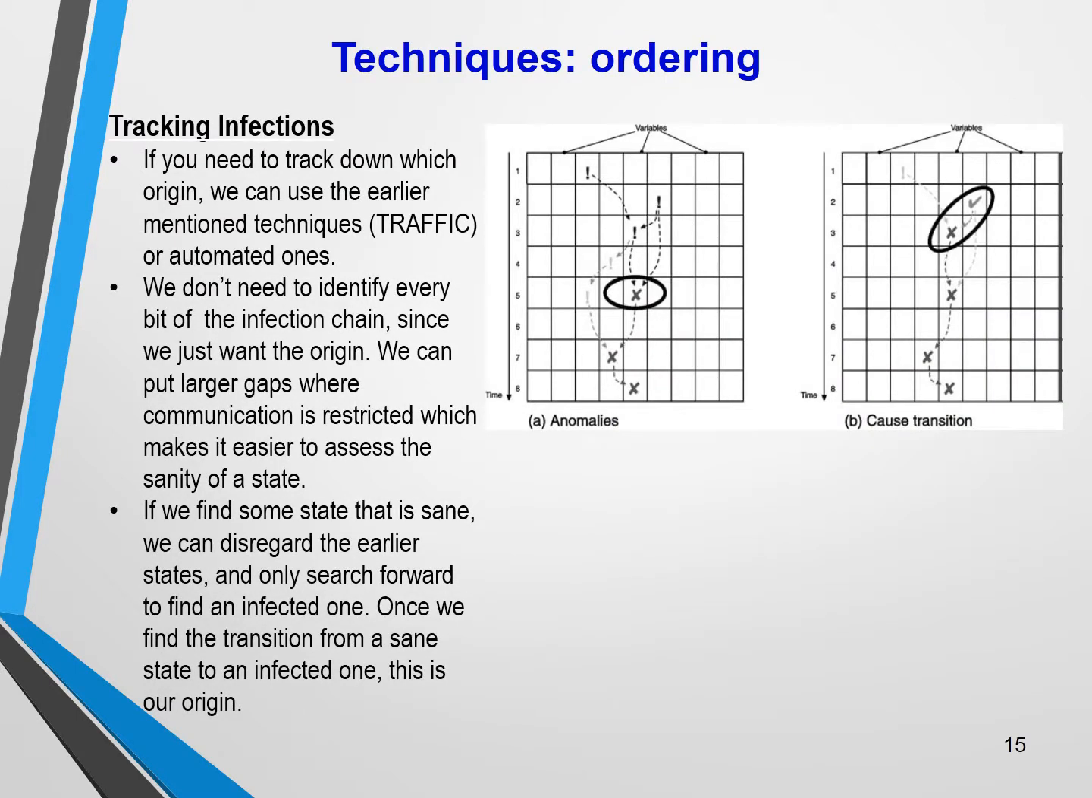Tracking infections. If you need to track down which origin, we can use the earlier mentioned techniques such as traffic or automated ones. We don't need to identify every bit of the infection chain, since we just want the origin. We can put larger gaps where communication is restricted, which makes it easier to assess the sanity of a state. If we find some state that is sane, we can disregard the earlier states and only search forward to find an infected one. Once we find the transition from a sane state to an infected one, this is our origin.